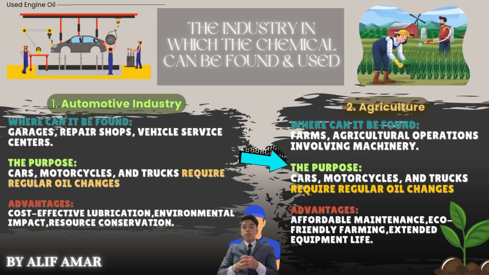For the next industry, I will be talking about the agriculture industry, where machineries like tractors, harvesters, and plows require engine oil to keep operations efficient, because these machines are essential for planting, harvesting, and other farming activities. Therefore, they face heavy use throughout the year, which means they need to be changed frequently.